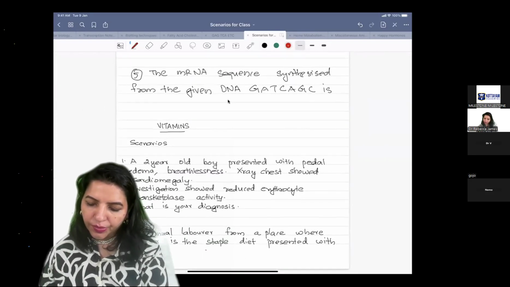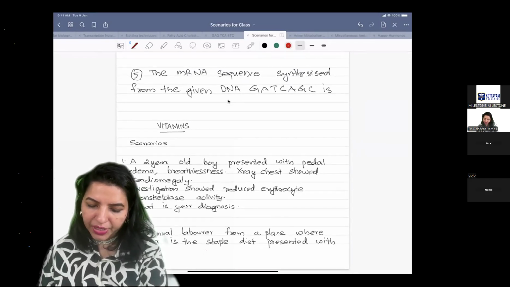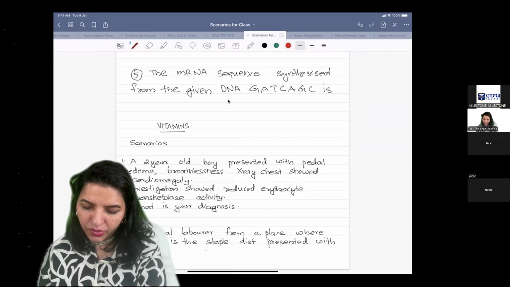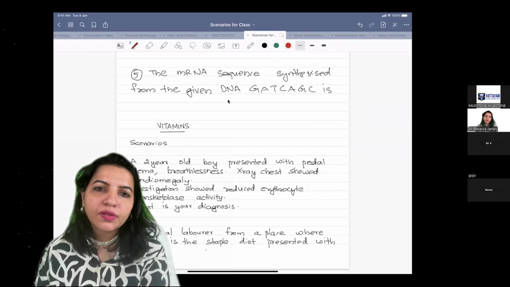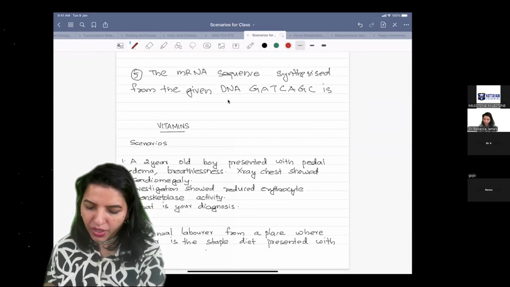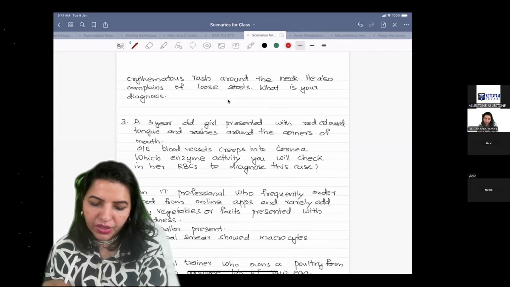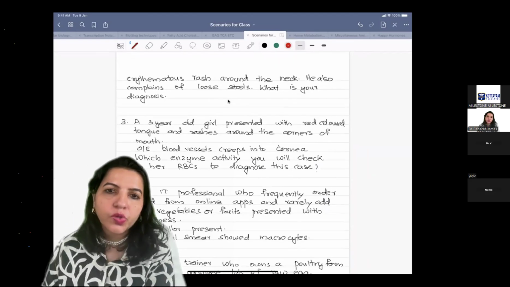A 2-year-old boy presented with pedal edema, breathlessness, chest X-ray showed cardiomegaly. Investigation showed reduced erythrocyte transketolase activity. What is your diagnosis? Yes, thiamine. A manual laborer from a place where jowar is a staple diet presented with erythematous rash around the neck. He also has complaints of loose stools. What is your diagnosis?